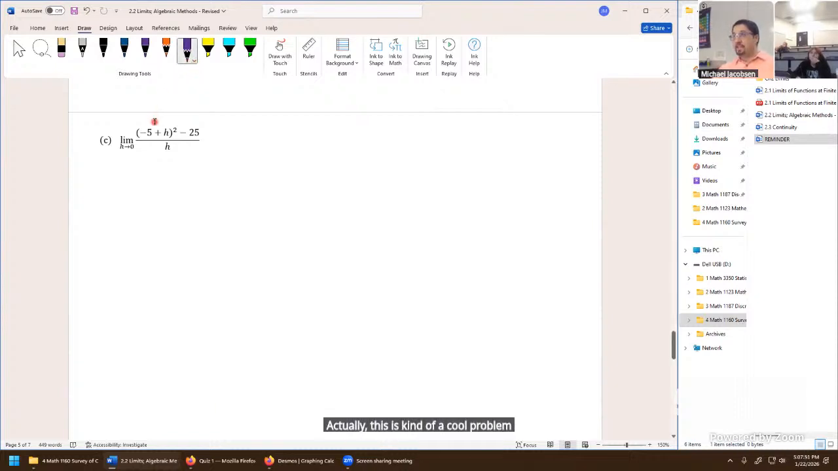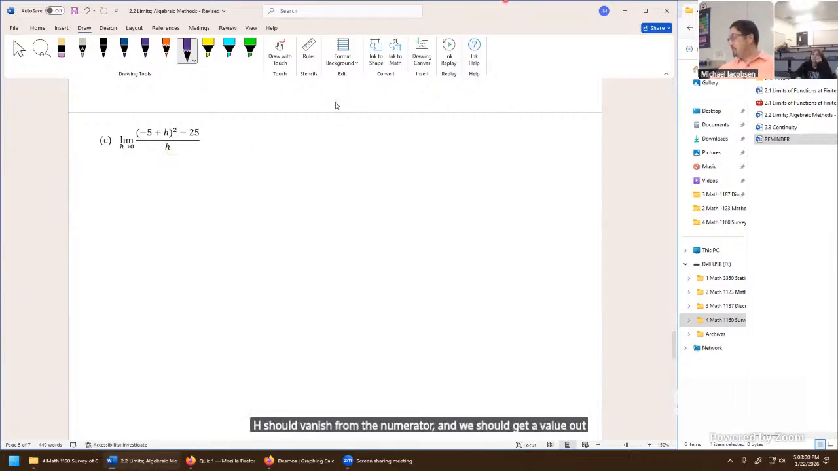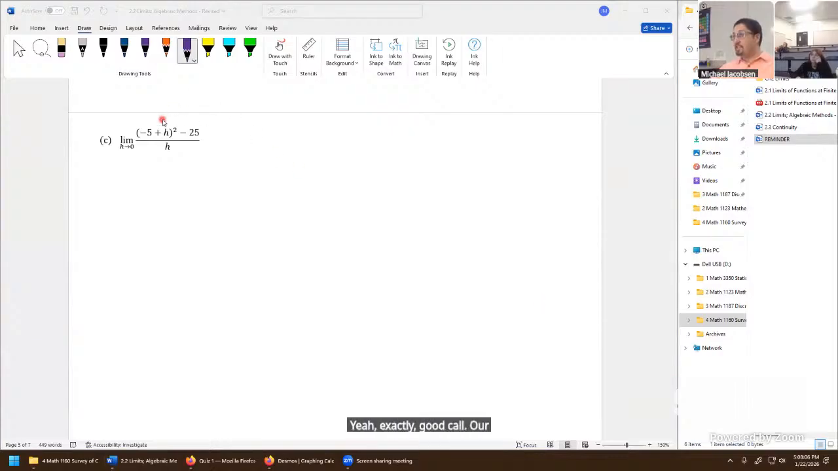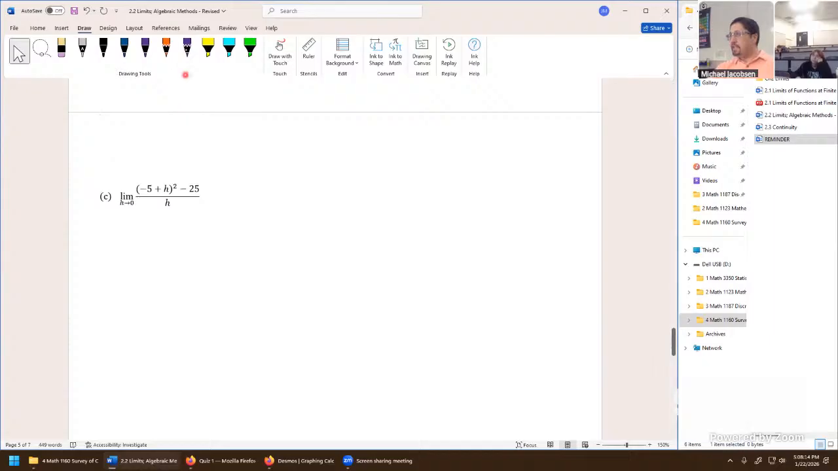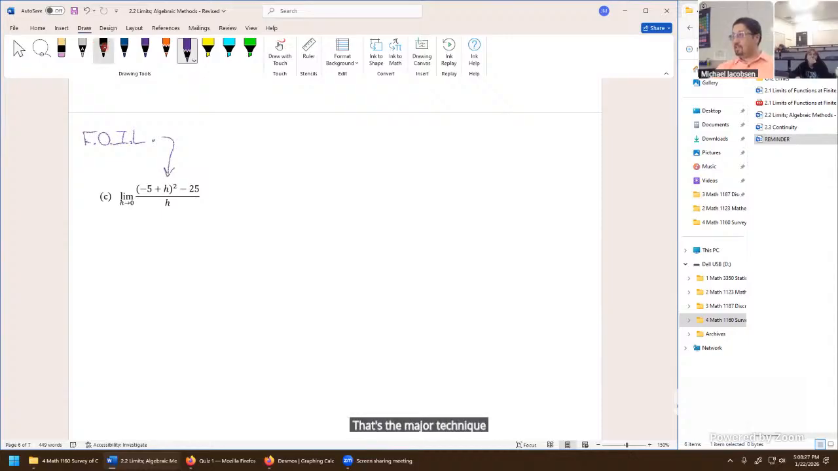This is one of those just crank it out type of problems. If you expand that, collect all of your like terms, h should vanish from the numerator, and we should get a value out pretty quickly on this one. Yeah, exactly. Good call. Our goal is to just FOIL this out, and this should resolve itself. So let's say for the method here, nothing crazy like the last step where it was a conjugate. Our major method is just FOIL this time. It's really an acronym, so first, outer, inner, last. That's the major technique on this one.